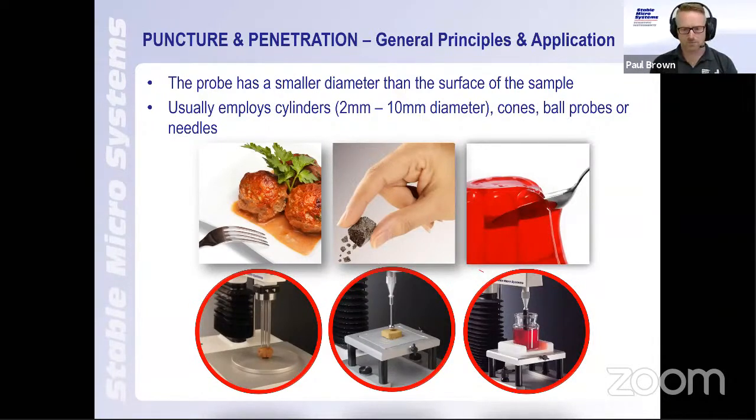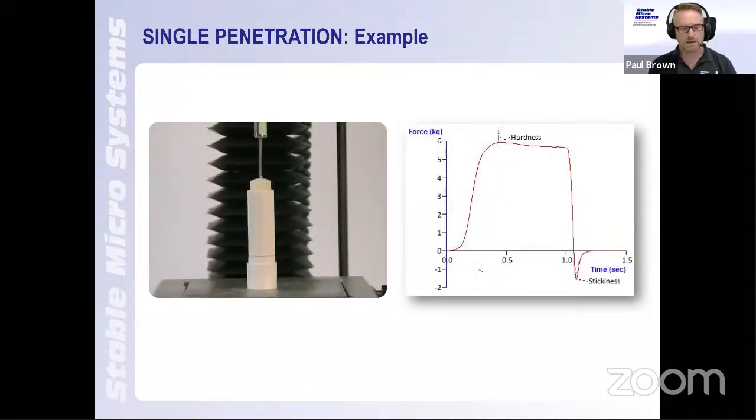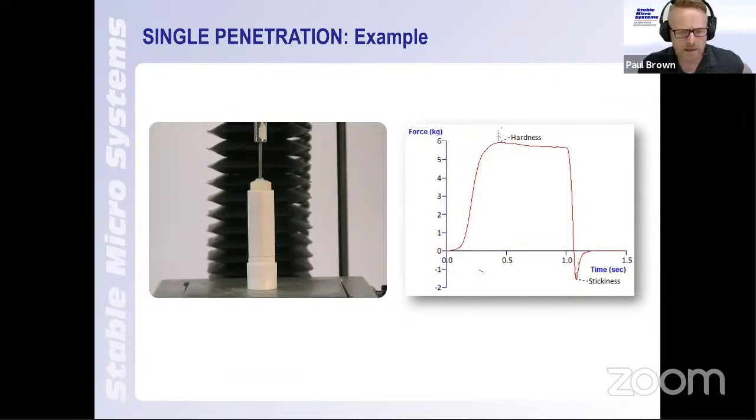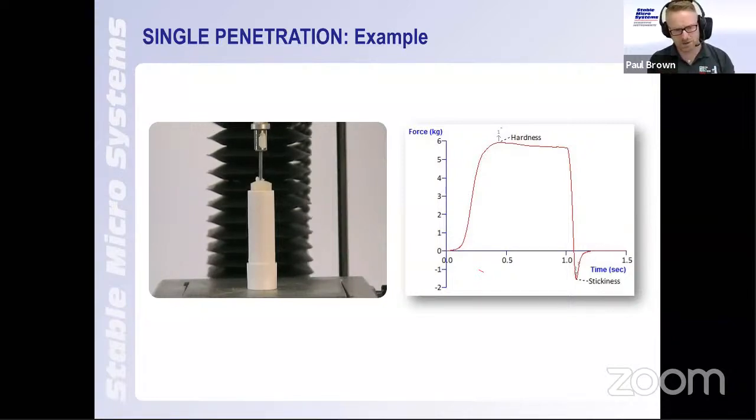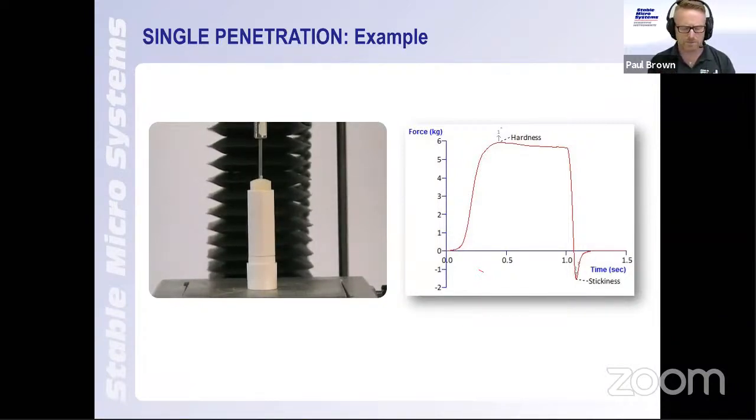Within puncture penetration, as well as cylindrical probes, we have things like cones, ball probes, needle probes, multiple needle probes, etc., depending on the type of product you're looking for. But puncture penetration is a very useful test throughout a whole series, particularly in food products, but also gels and semi-solid products as well. So again, a very simple test. We're showing you here a lipstick or a lip balm. Hopefully this gives you a very good example of the type of test.